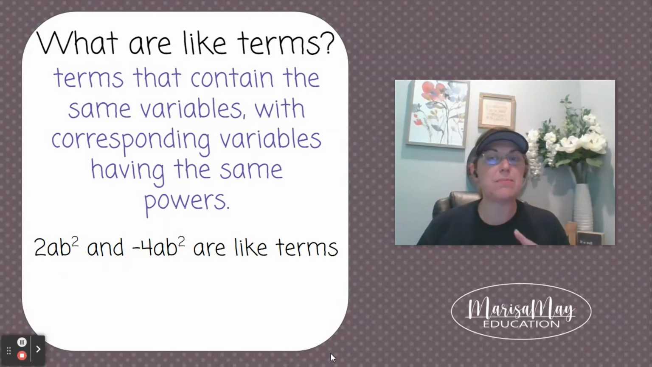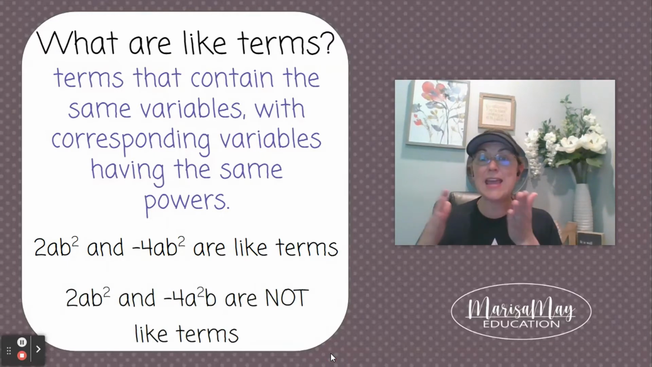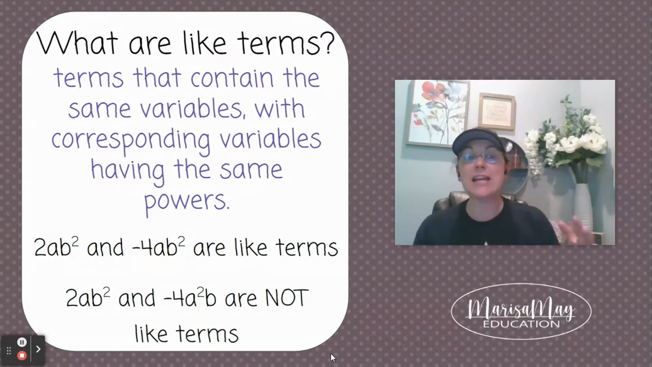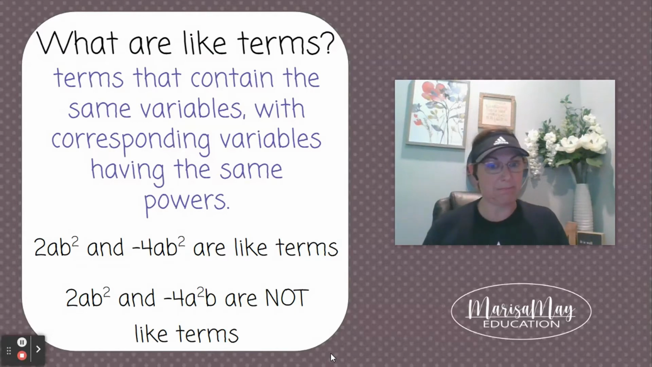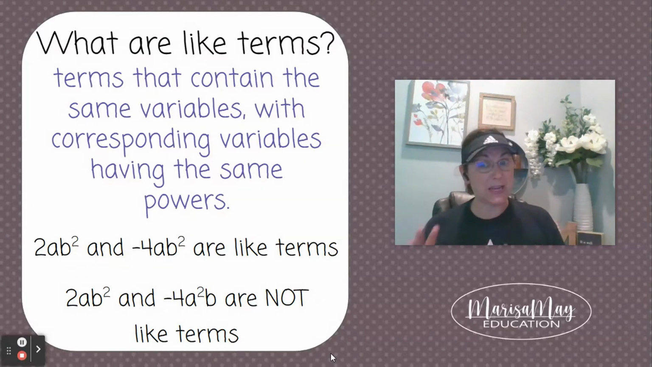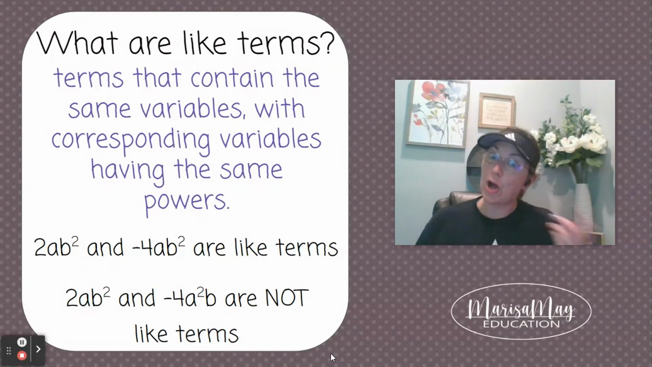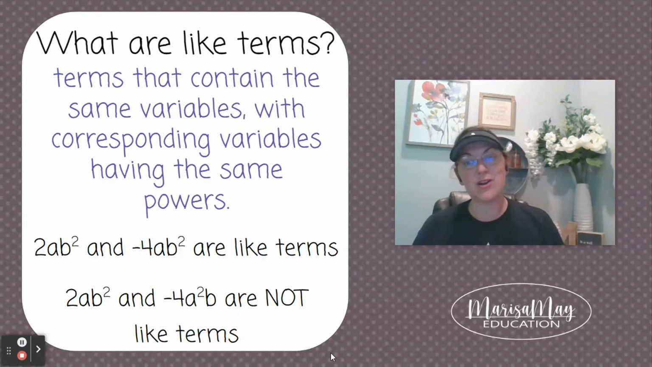Let me give you an example of two that are not like terms though. So 2ab to the second and negative 4a to the second b. See, now while these have the same letters, the same variables, those variables don't have the same exponents. So those two are not like terms. You're going to be looking with a very critical eye here so you can pinpoint the ones that are like terms versus those that are not.